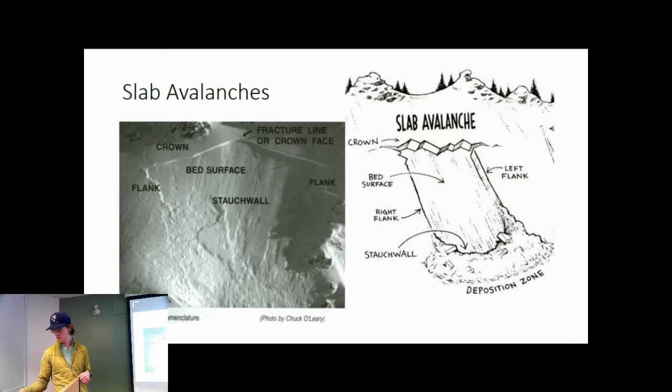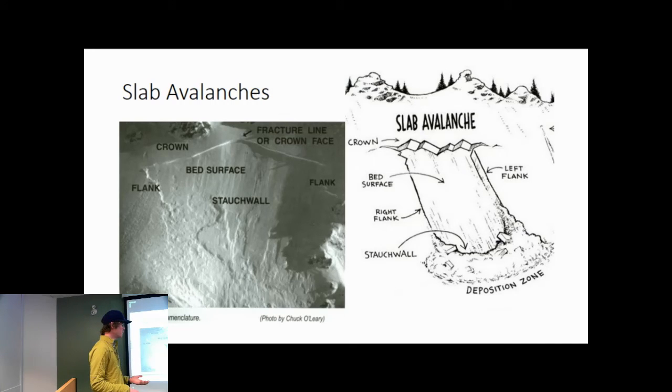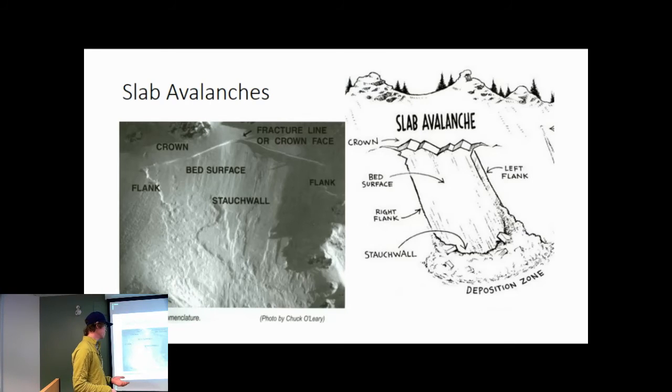Perfect. So the slab avalanche: a big chunk of snow leaves a crown or a fracture line, flanks, and stauchwall, which is basically where the chunk of snow has to overcome the snow below it. And these are the deadliest ones, the ones with the biggest mass of snow usually. These are the ones that we see around 30 to 45, 50 degrees slope as they rip down as one big mass of snow.